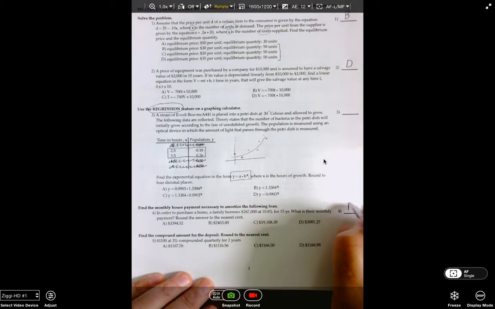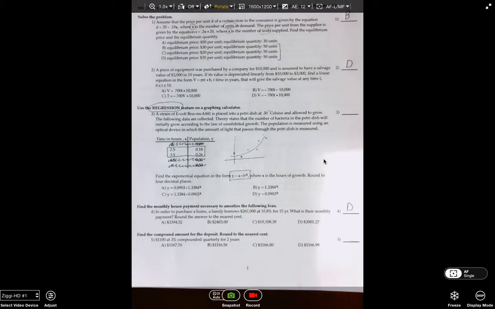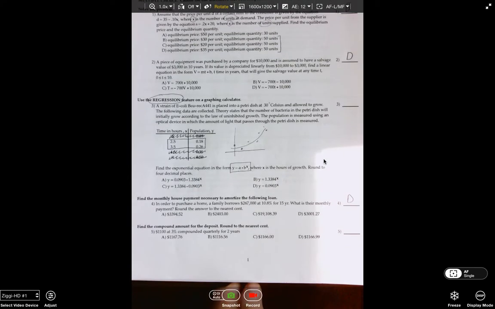So $3,001. We can easily see this is the answer. Isn't it cool? And the answer that you get is there. Doesn't always work that way, does it? All right, find the compound amount for the deposit, round to the nearest cent. So it looks like what we got here is $1,100 at 3% compounded quarterly for 2 years. So how much are we going to have?